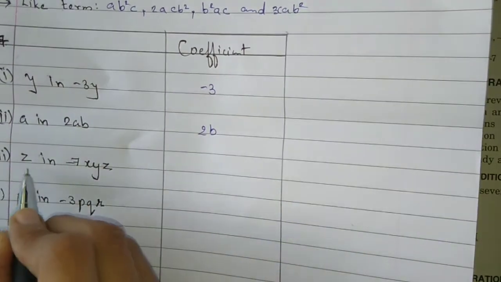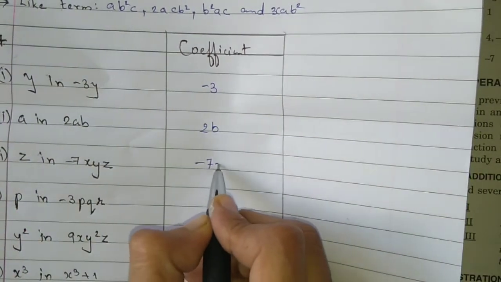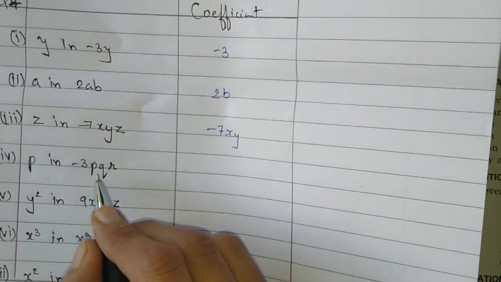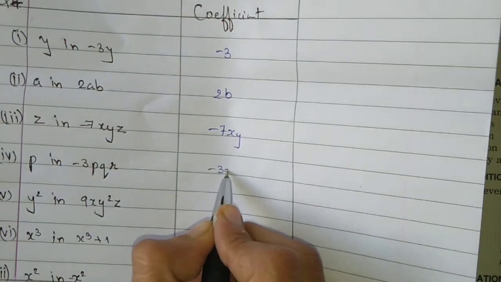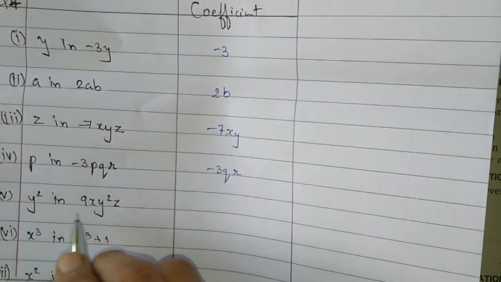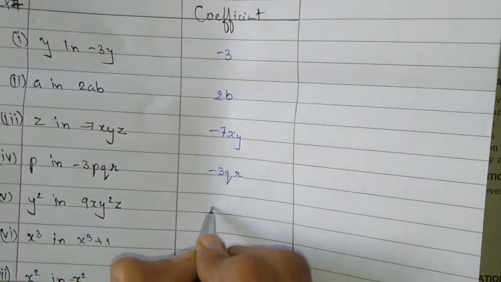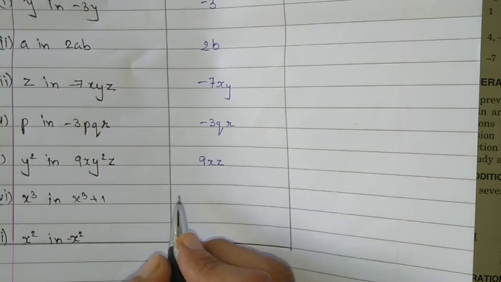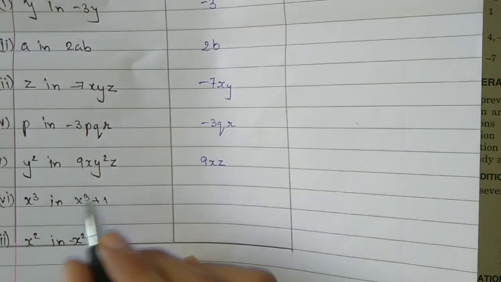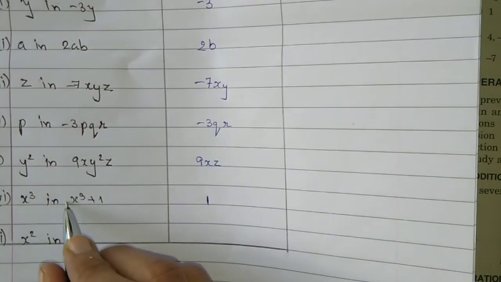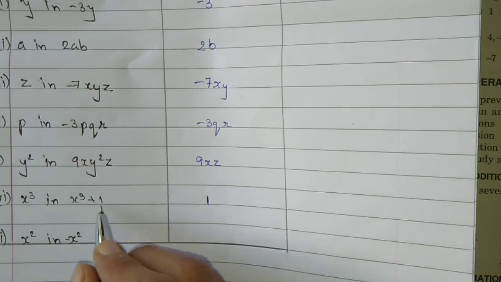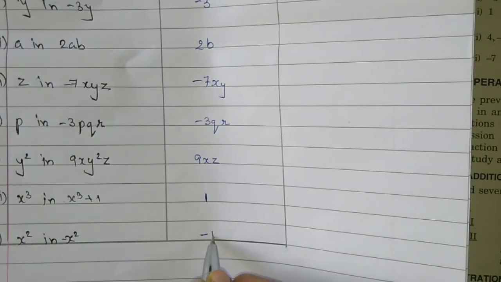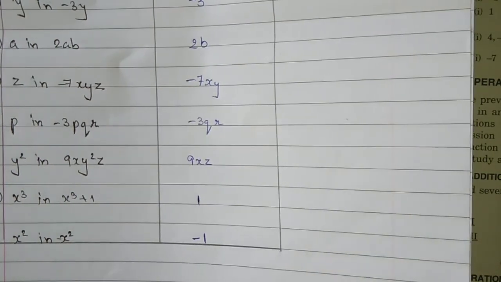We have to leave a. Now here z, so minus 7xy. For the p in minus 3 pqy, so minus 3 q only. Y square is 9x y square z, so 9xz. X cube in x cube plus 1, so x cube here only 1. Okay, nothing means 1 and we don't have to write the coefficient 1. So x square in minus x square, so minus 1 because here it is minus 1.